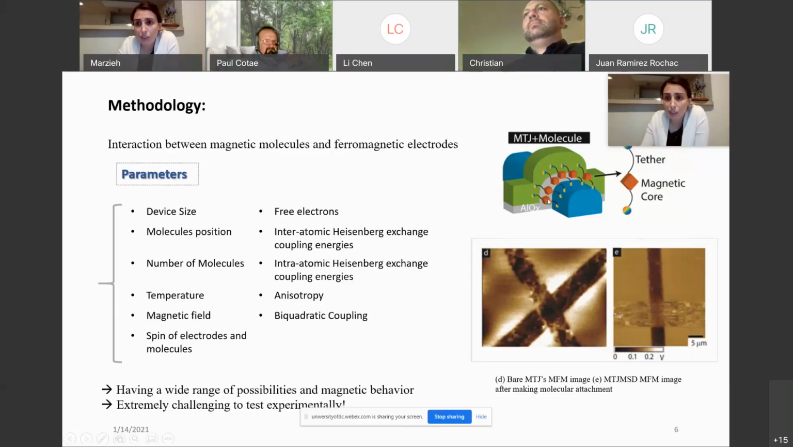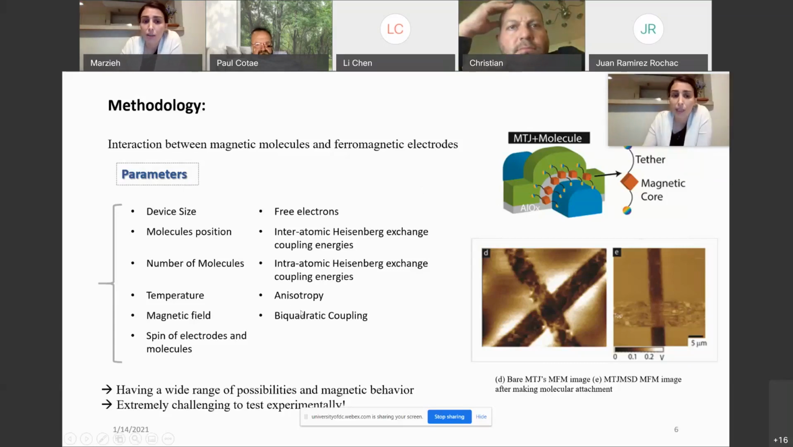But along with the materials used for making this device, there are other elements like the device size, the molecules' positions, the dimension of the molecular plane, the temperature at which the study is conducted, and the magnetic field, whether it is applied or not, the spin of the electrodes and the molecules, if we consider the free electrons or not, and also interatomic and intraatomic Heisenberg exchange couplings between different layers, atoms of the layers, and also between the molecules and the electrodes, and also anisotropy and biquadratic couplings. So as we see, there are a lot of parameters that can be used to define and design these devices.